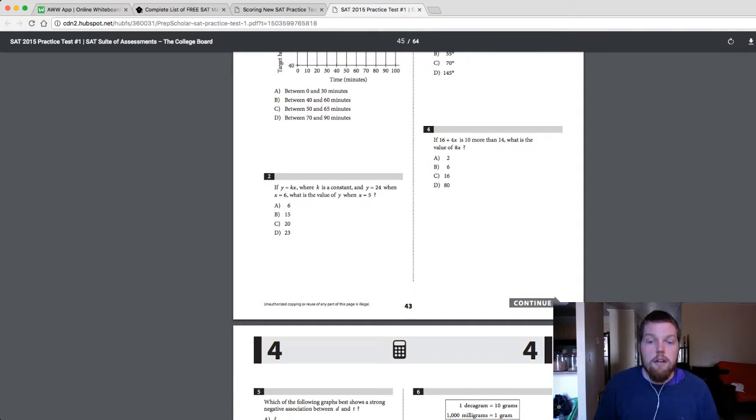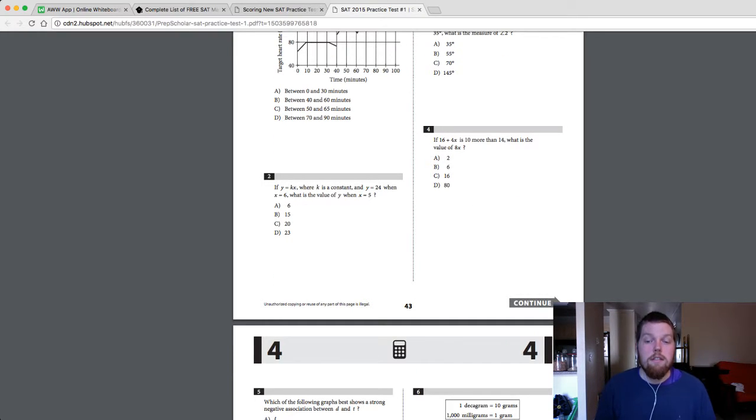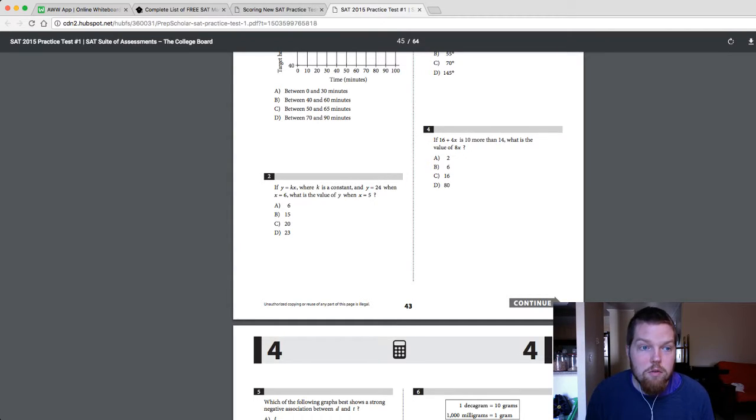Okay, number 4, if 16 plus 4x is 10 more than 14, what is the value of 8x? So we need to solve for x with the information that's given in the first part of the sentence there before the comma. It says if 16 plus 4x is 10 more than 14, so "is" implies an equal sign. So 16 plus 4x equals, and then it says 10 more than 14. So 16 plus 4x is going to equal 24.